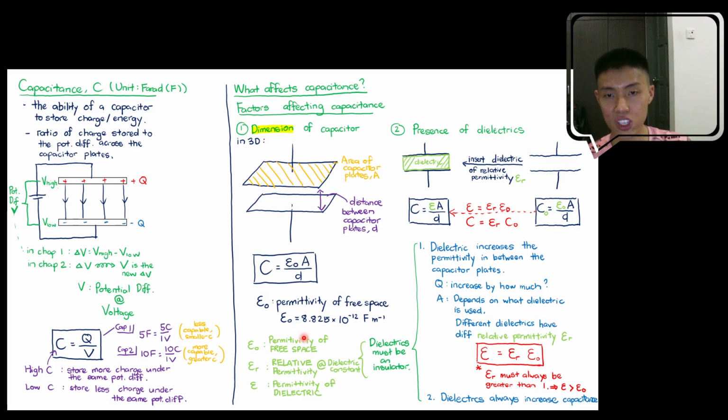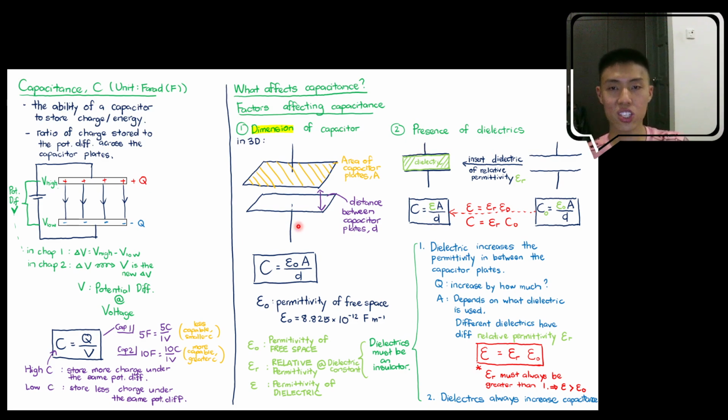So what's the relationship to jump from free space to dielectric? You multiply by the relative permittivity, or dielectric constant. I hope you are able to be clear with these three values, because students always get confused with them. Basically, these are the two factors that will affect our C.